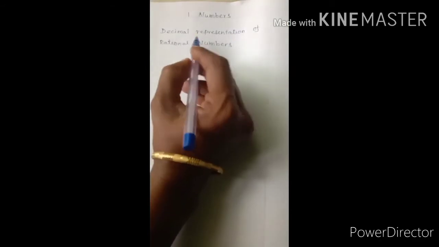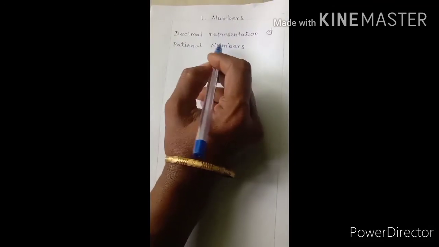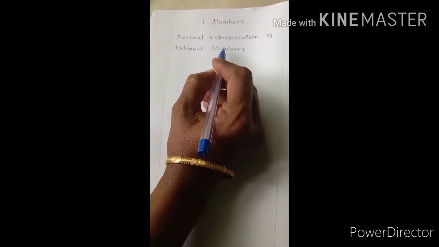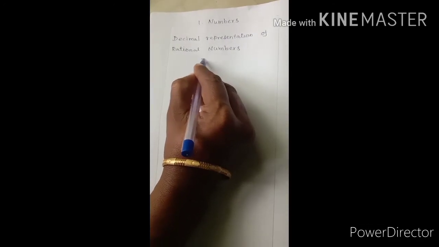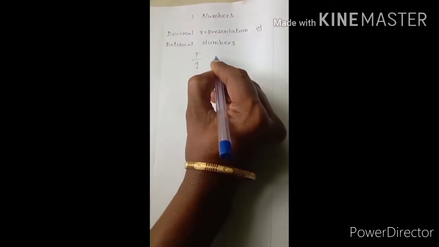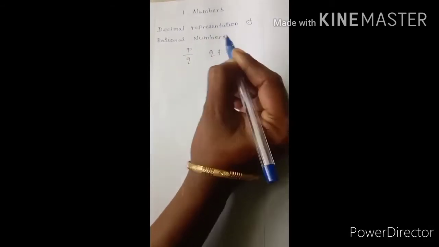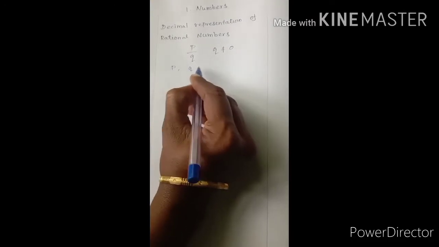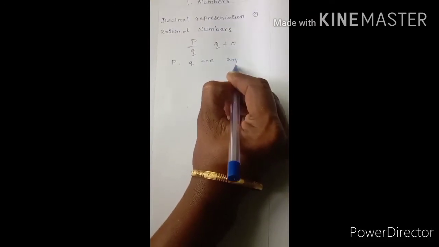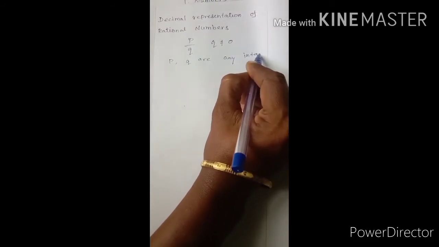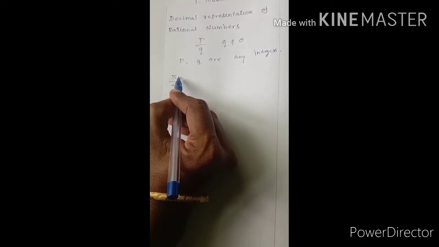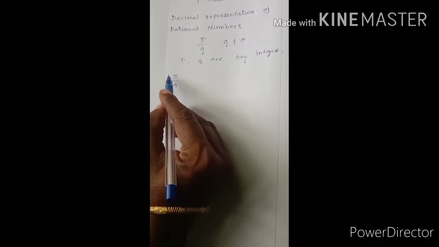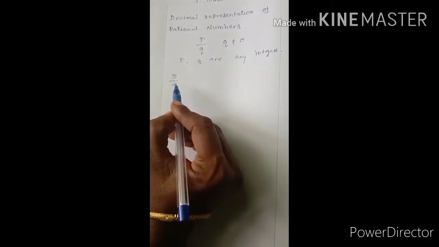That's all. Decimal representation of rational numbers. Here we see how to write rational numbers in decimal form. Already we know a rational number is in the form P by Q, where Q is not equal to 0 and P and Q are any integers. Suppose the given rational number is 3/4. Here 3 is not negative and 4 is not negative, so 3/4 is a positive rational number.